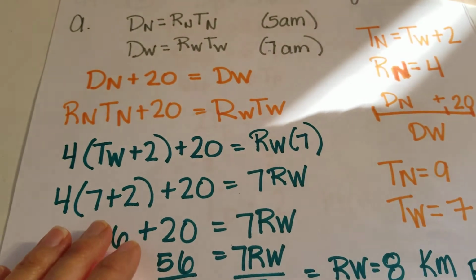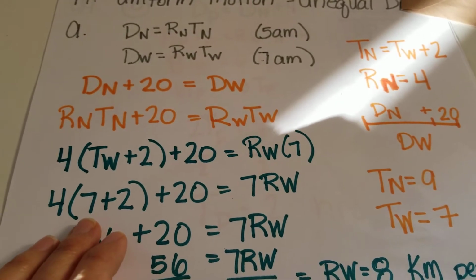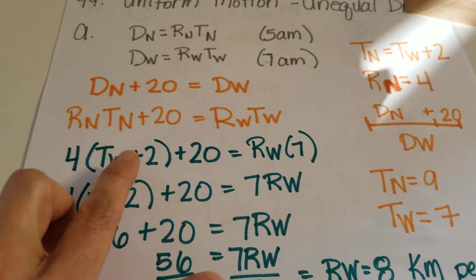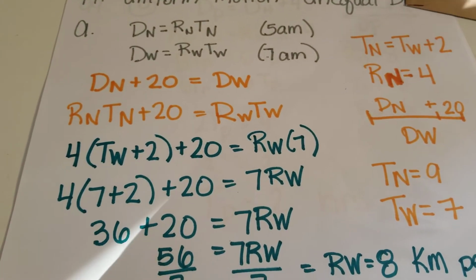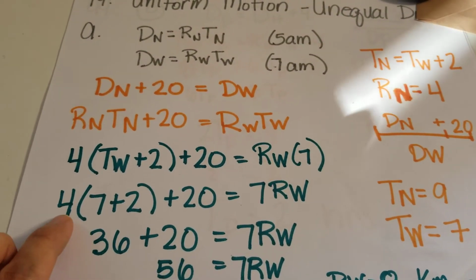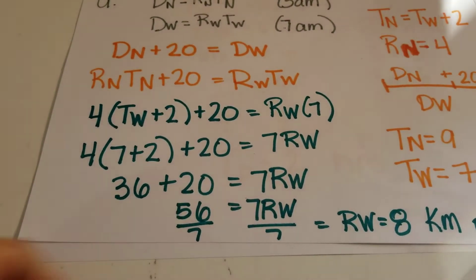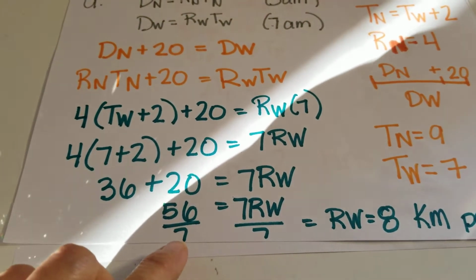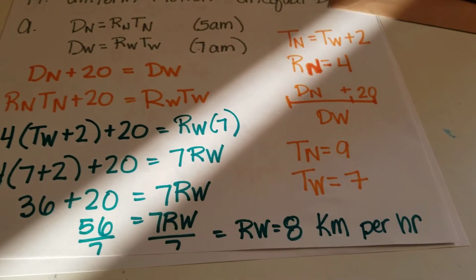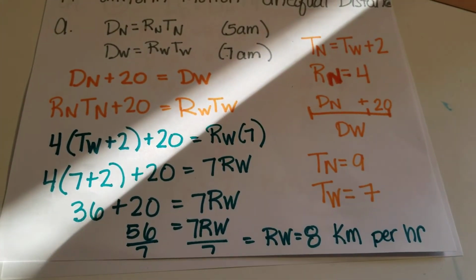Then I plugged in the time of Wellington, which is 7 plus 2, as I determined up here. I added that together, and that gives me 9. 9 times 4 is 36, plus 20 is equal to 7 RW. So 56, after I add 36 and 20, equals 7 RW. Divide both sides by 7. And the rate of Wellington is 8 kilometers per hour. Okay, so that's that one. Let me give you a minute to look at it all.